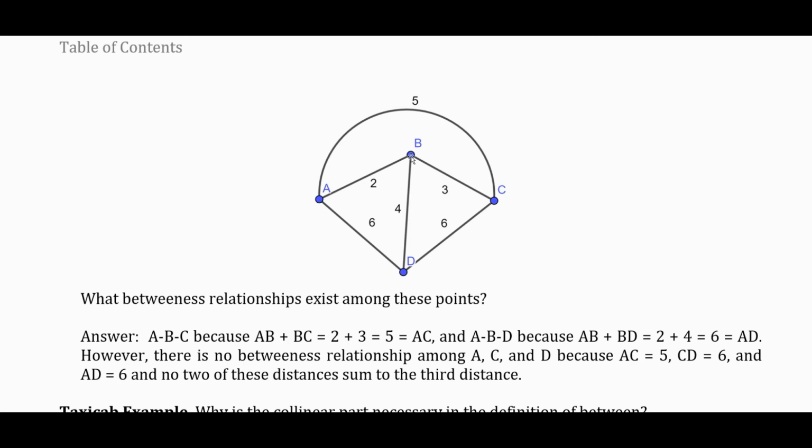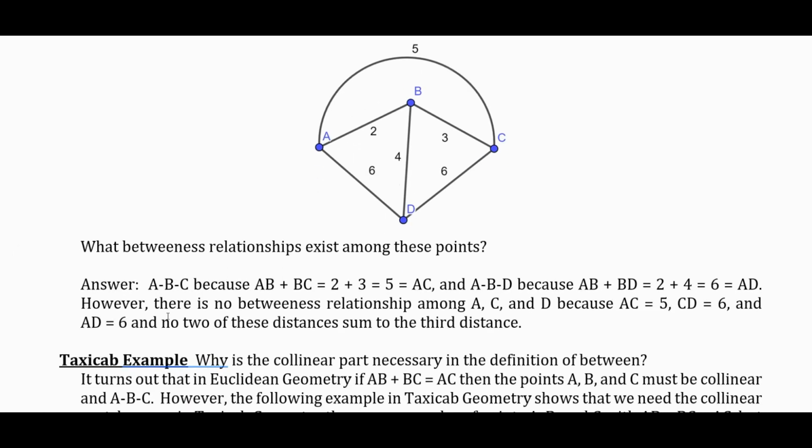because this is 2 from A to B, and from B to D is 4, and from A to D is 6. But now among these 3 points, B, C, and D, no one is between the other two. The distances are 4, 3, and 6. For B to C it is 3, B to D is 4, C to D is 6. No two of those add up to the third one, so there is no betweenness relationship there. So, depending on the geometry, there may not be a betweenness relationship, even when we do have a distance metric.